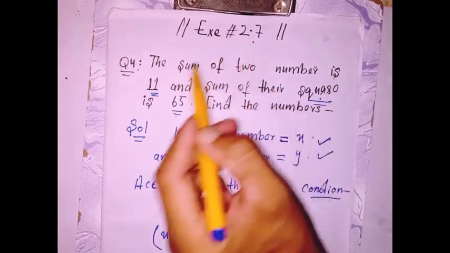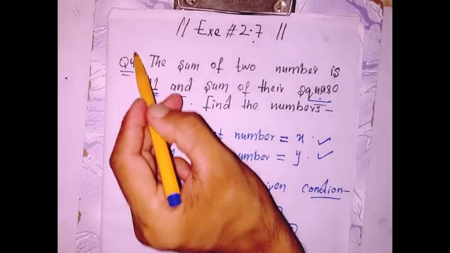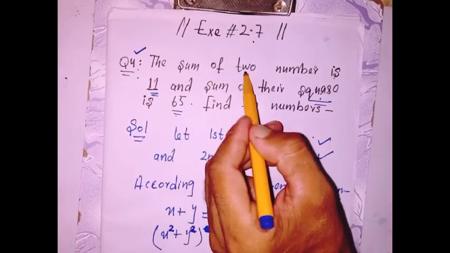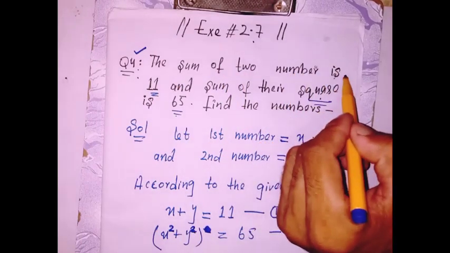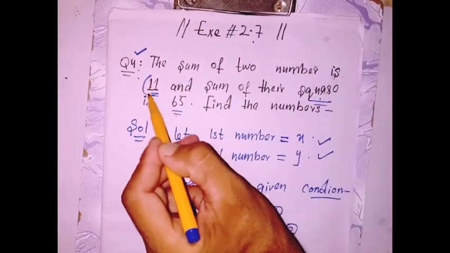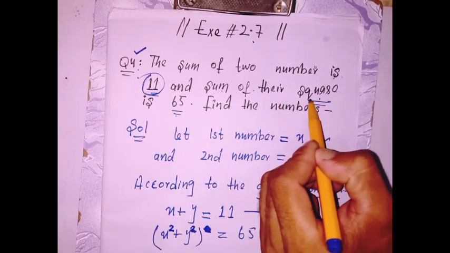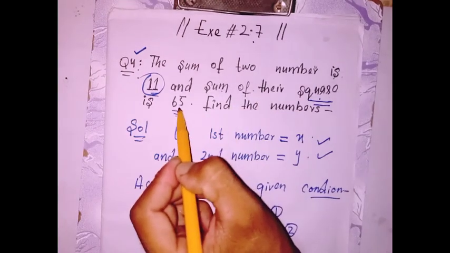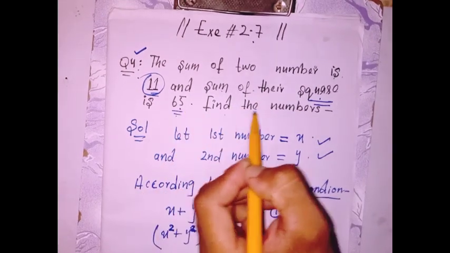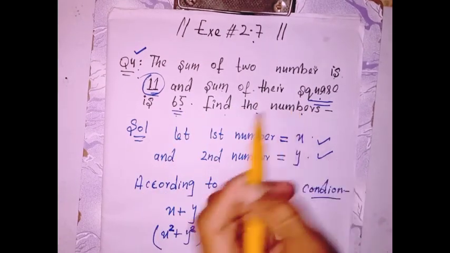In this video I'm going to discuss exercise 2.7. Here we have question number 4. The sum of two numbers is 11 and the sum of their squares is 65. Find the numbers. So here we have to find out the numbers.